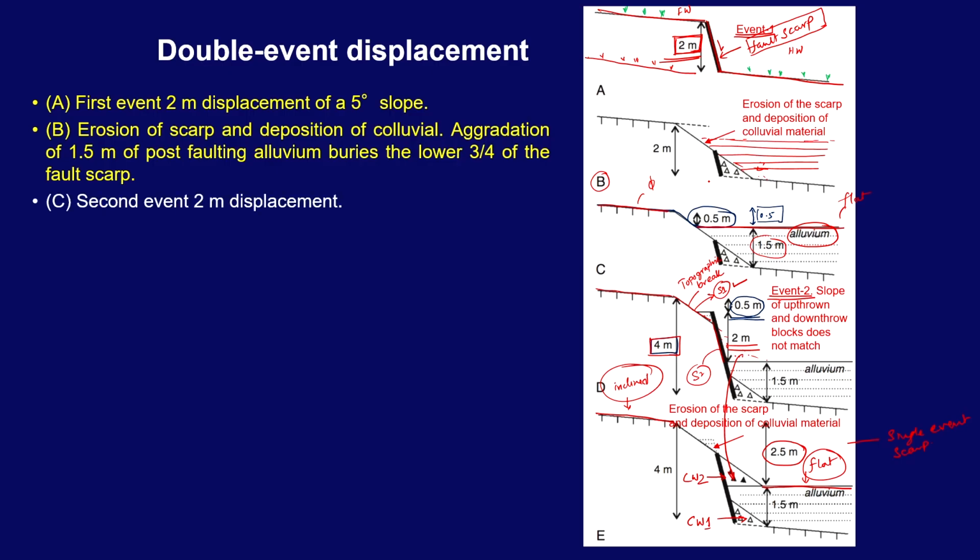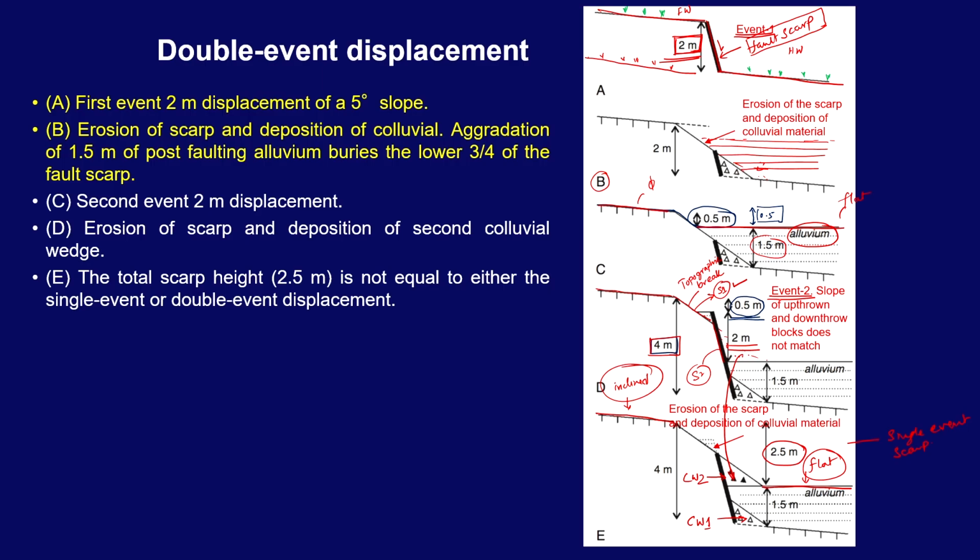Then second event occurs, that is your figure C. Okay. Again the displacement was 2 meters, erosion of the scarp and deposition of second colluvium wedge. So, colluvial wedge has been deposited over here. So, this is a deposition of the second, D.